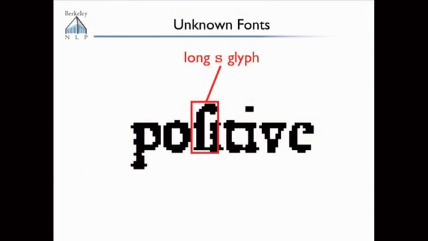An extreme case of this problem of unknown font, you can see here with the use of the long S glyph. So we don't use this glyph anymore, so we don't even have a representation for it in modern fonts.